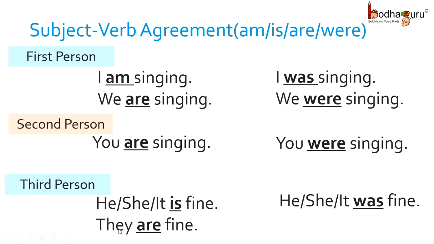Coming to the plural form of third person, they are fine. So are is used with they in present tense. They were fine. As you can see, were is used with the plural form of the third person in past tense.